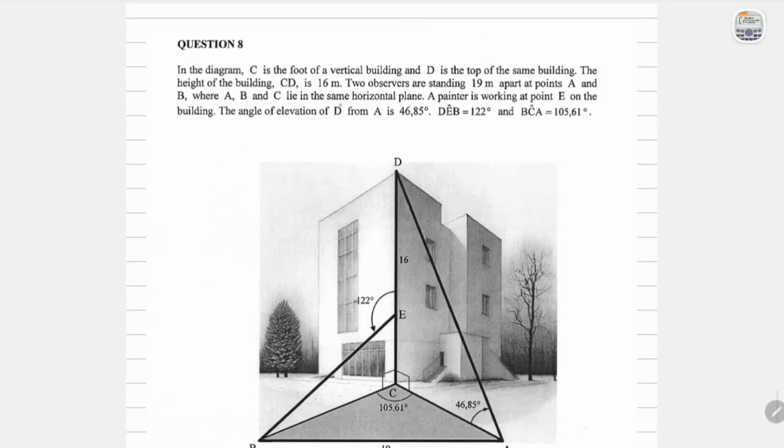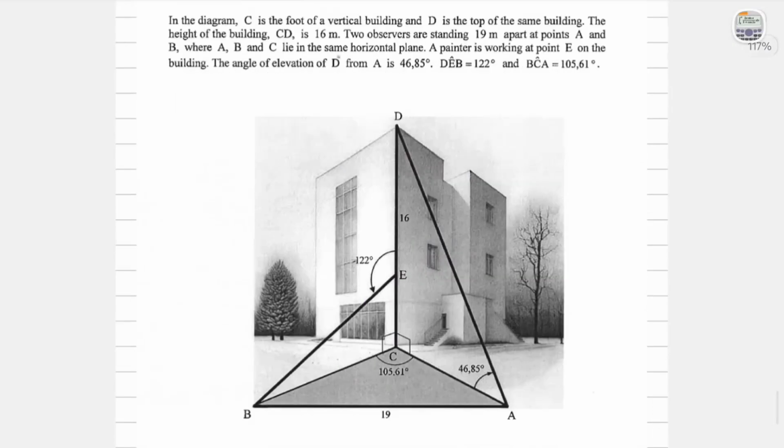Question 8 says, in the diagram, C is the foot of a vertical building and D is the top of the same building. The height of the building, CD, is 16 meters, as we can see. Two observers are standing 19 meters apart at points A and B, where A, B, and C lie in the same horizontal plane, so that's like the ground. A painter is working at point E on the building. The angle of elevation of D from A is 46.85 degrees, angle DEB is equal to 122 degrees, and angle BCA is equal to 105.61 degrees.